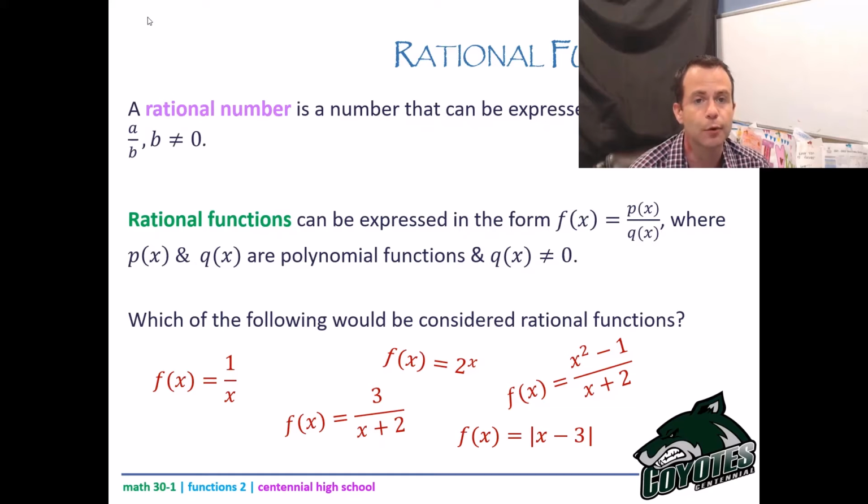So which of the following would be considered rational functions? Essentially, we're looking for a fractional type thing where there's at least one variable on the bottom of a fraction. Okay, so first guy here, f of x equals 1 over x. Totally, that is the base function of all rational functions. So that is the epitome of a rational function.